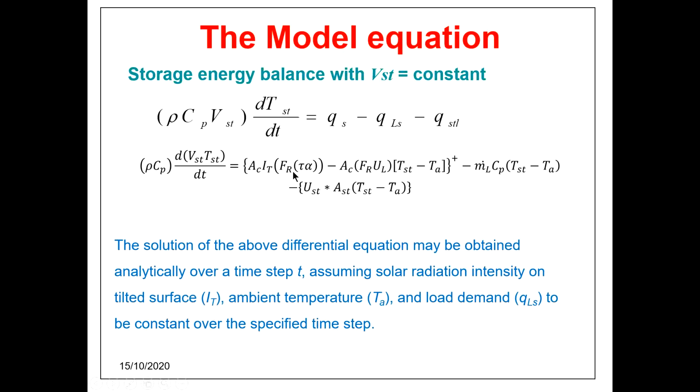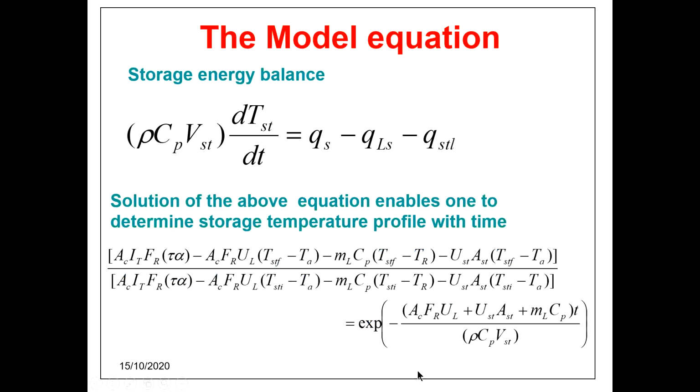Now, if we find the solution by separating the variables and integrating, you can get an analytical solution of this equation. So the solution of the above differential equation may be obtained analytically over a time step, assuming the solar radiation intensity and so on. So when we say the solution is obtained, what does it mean? The solution looks like this.